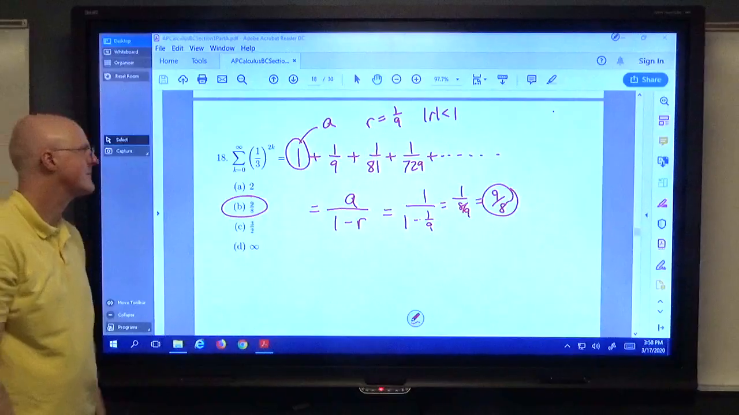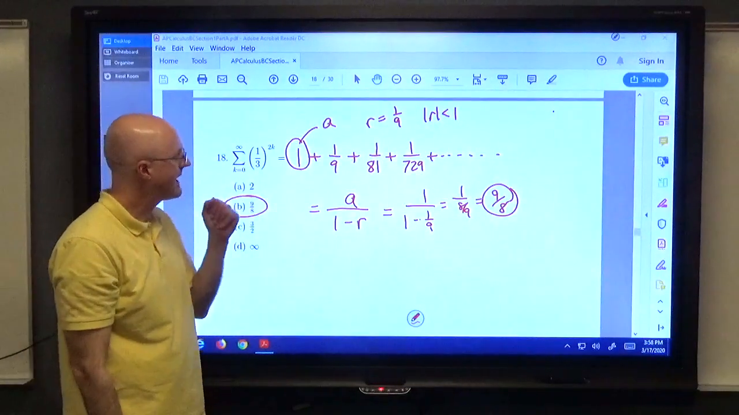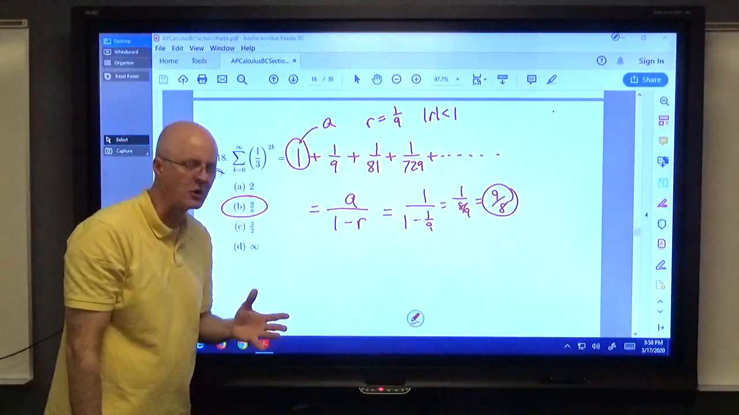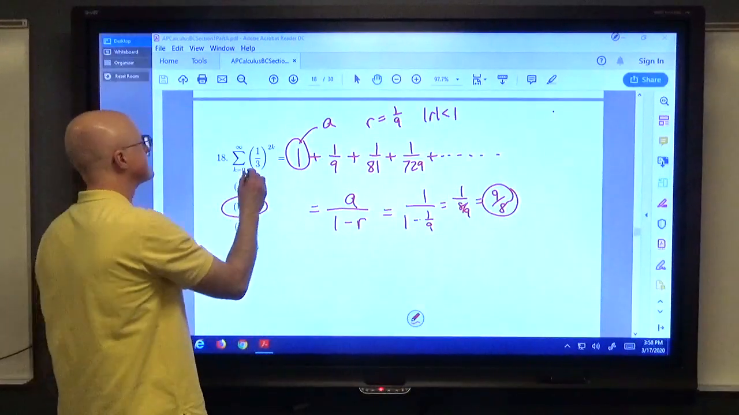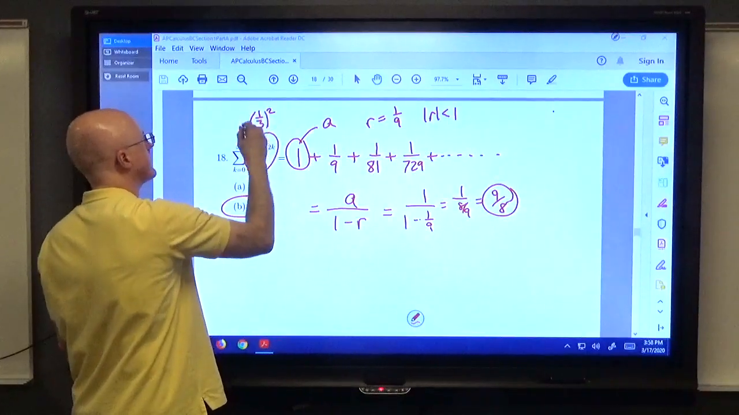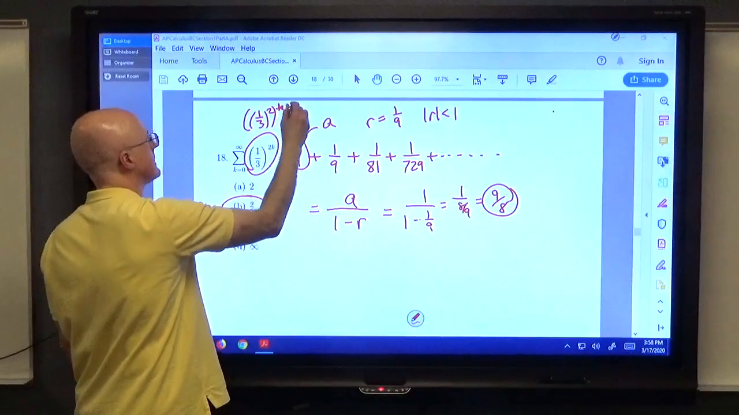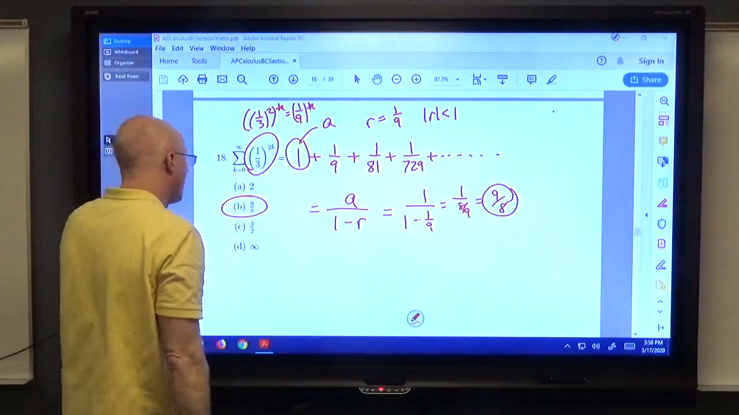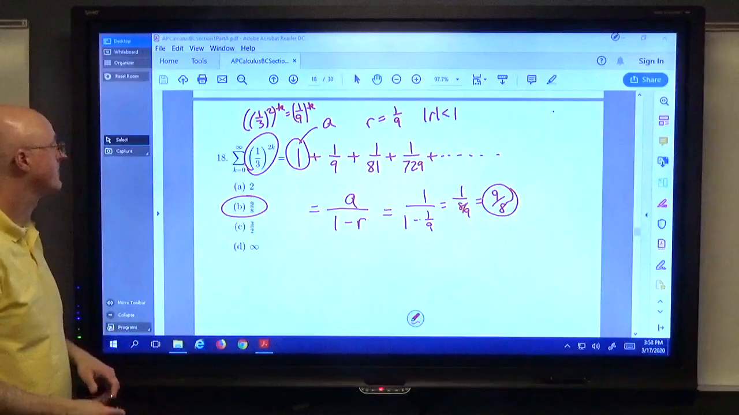Okay? I think writing it out has the benefit of avoiding the mistake of thinking maybe the common ratio is 1/3. This is the same as 1/3 squared to the k. In other words, 1/9 to the k. The common ratio is 1/9, not 1/3.